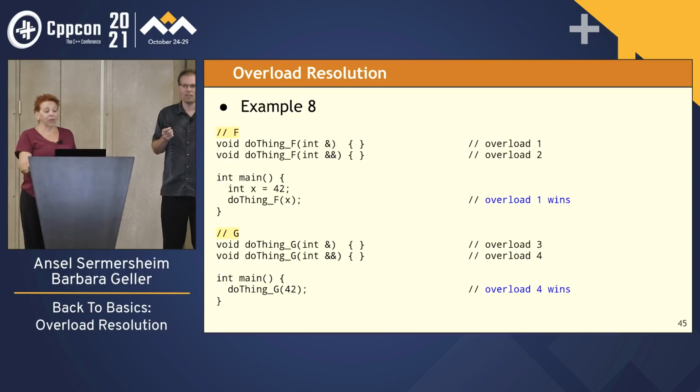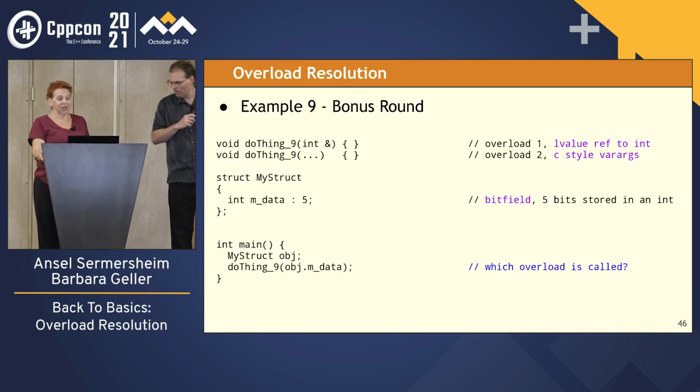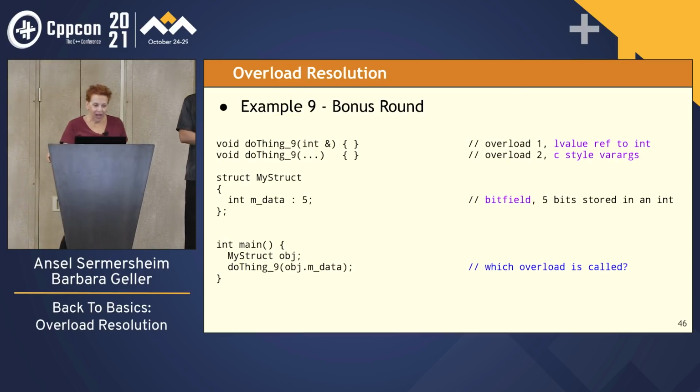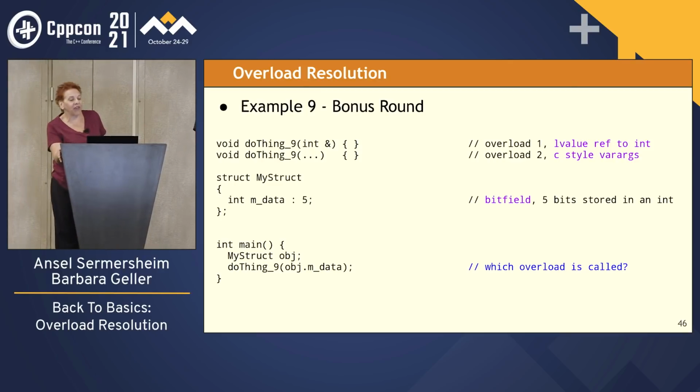I think we have time for the bonus round. I think we do. Because you should always have a bonus round. So in this, do thing 9. This is an L value reference to an int. If you're not familiar with the ellipsis, which is absolutely fine, this is the C-style var args. So those are our candidates.